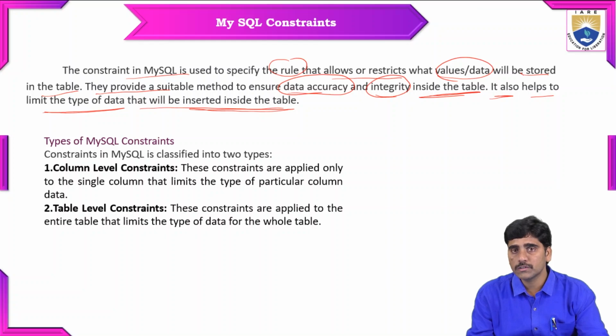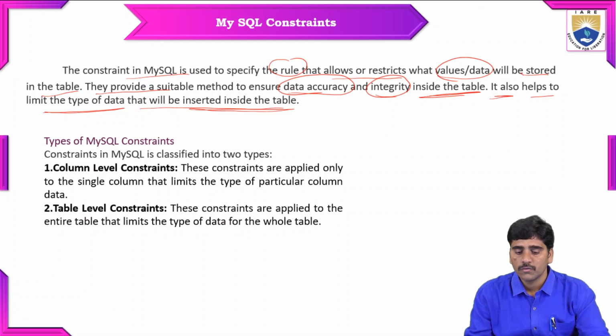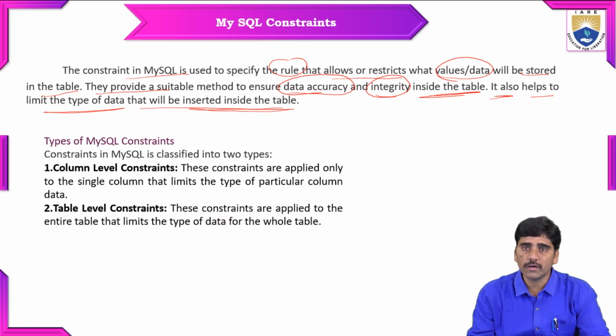Without specifying the constraints, you can insert more than one value, you can apply more than one data type, and you can insert duplicate values. To prevent all these things, which are nothing but data accuracy problems and data integrity problems, we need to specify constraints. So what are the types of constraints that we have to apply on the tables?